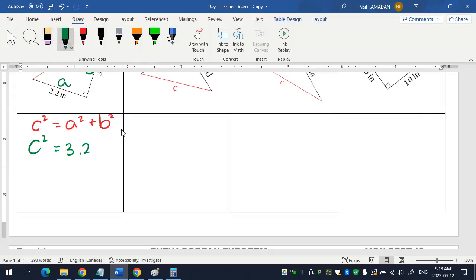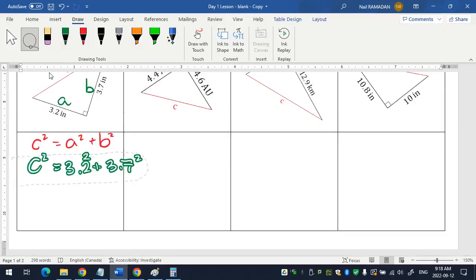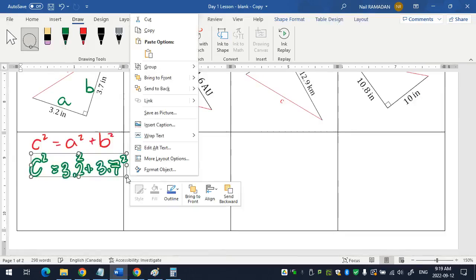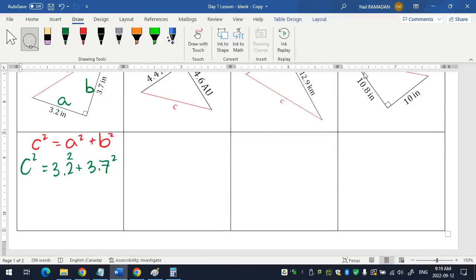So 3.2 squared plus what? What's the other one? 3.7 squared. Do not bother putting units like centimeters or meters in. Honestly, it just clutters up the space, and you have to write too much. Just remember to put it where? At the end. Final answers in math, 99% of the time need a unit.